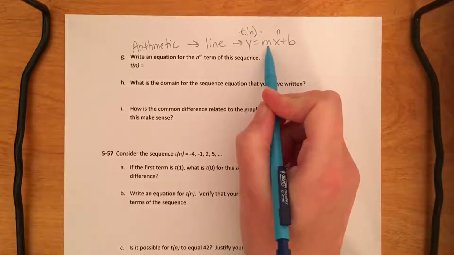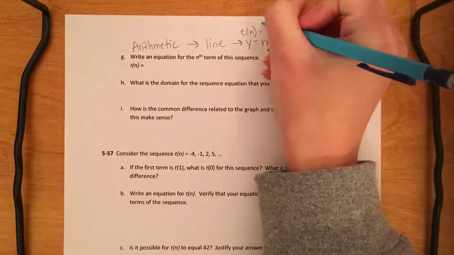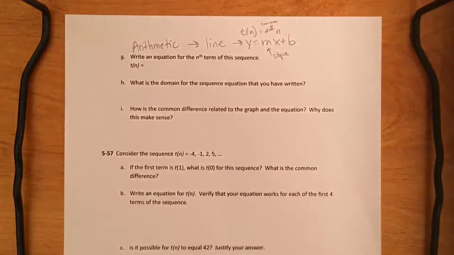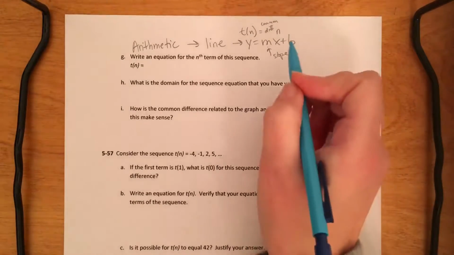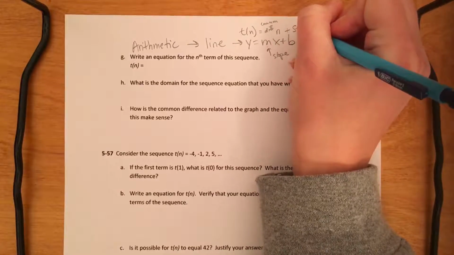So this m meant slope for us normally. Now it's just going to mean the common difference times n. So just like slope, it just means the change. And then our b, instead of being called the y-intercept, now we're going to say maybe it's the starting value.